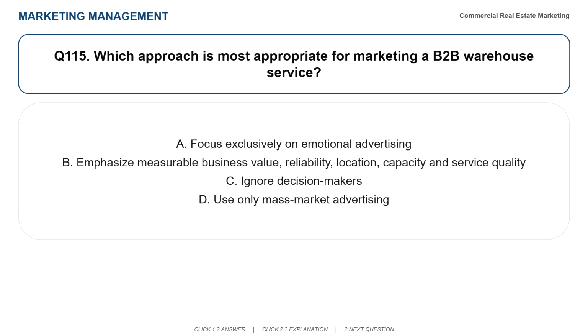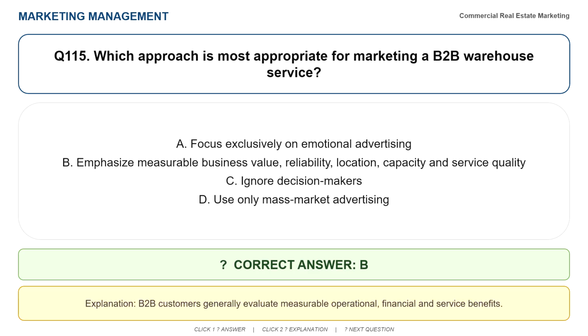Question 115. Which approach is most appropriate for marketing a B2B warehouse service? Option A, focus exclusively on emotional advertising. Option B, emphasize measurable business value, reliability, location, capacity, and service quality. Option C, ignore decision makers. Option D, use only mass market advertising. The correct answer is B. Explanation. B2B customers generally evaluate measurable operational, financial and service benefits.